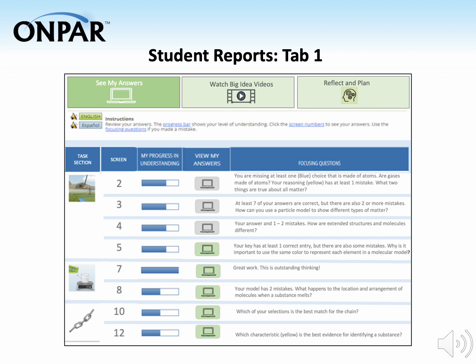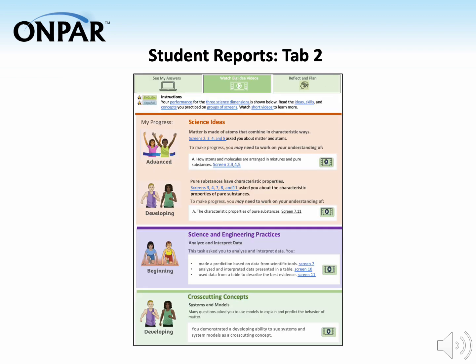So on screen 7, they did great. It says outstanding thinking. But then on screen 12 it asks them, well, what characteristic, the yellow, is the best evidence for identifying a substance? Here is the middle tab of the student report. We call it Watch Big Idea Videos. And as educators, we see science ideas, the practices, the cross-cutting concepts. These are the 3 dimensions of NGSS.